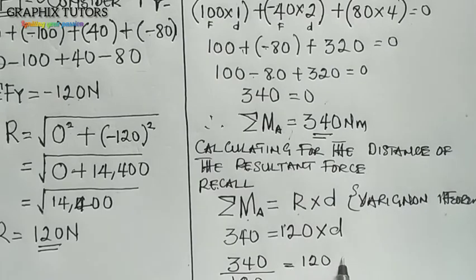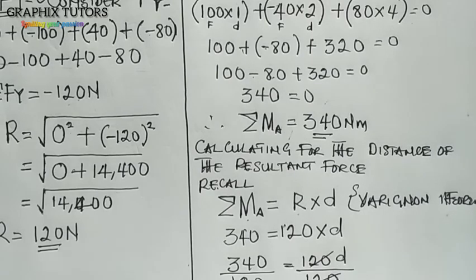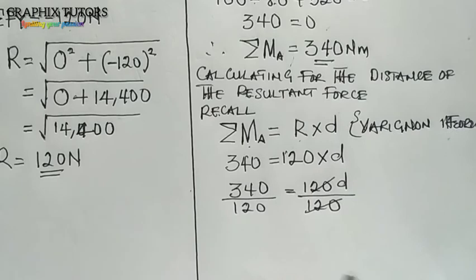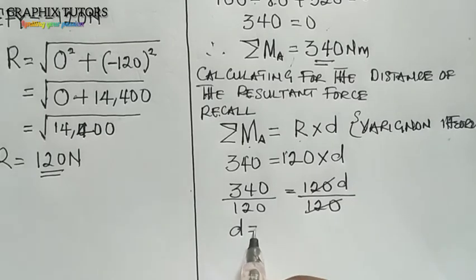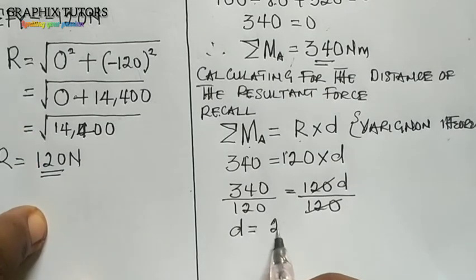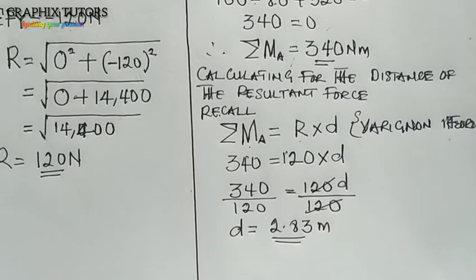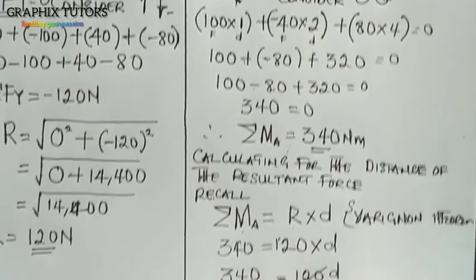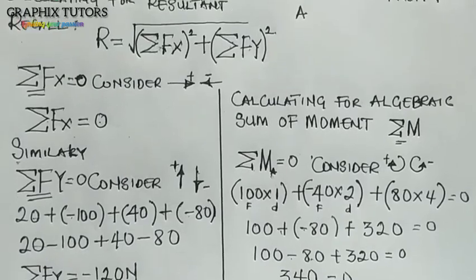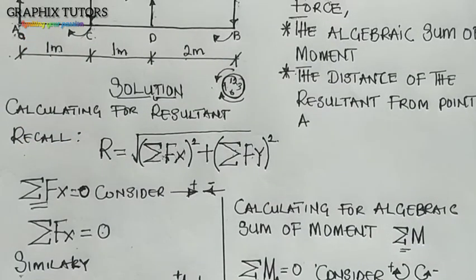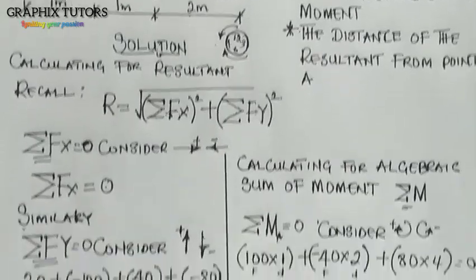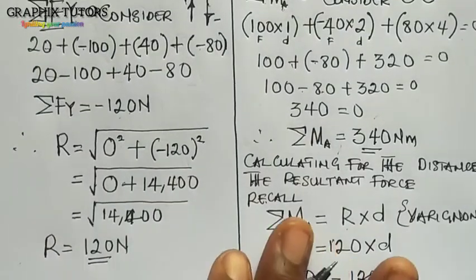equals to 120 times distance over 120. This will equate this. So I will now say that my d will give me 2.83 meters. That is my distance, because we are taking moment about point A. So you can try the moment for the rest. Probably you can take moment about point B, point C, and so on. Whichever point you are taking moment about, that is where you use it.